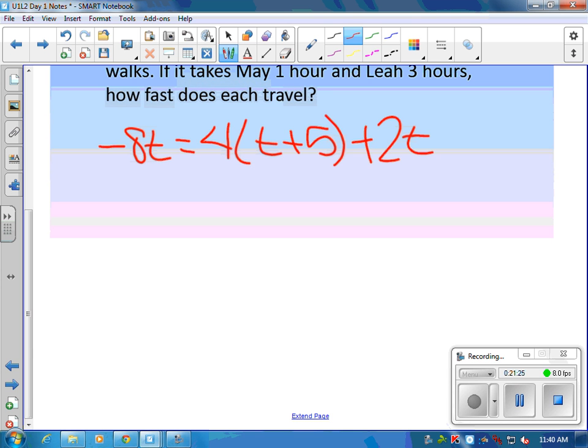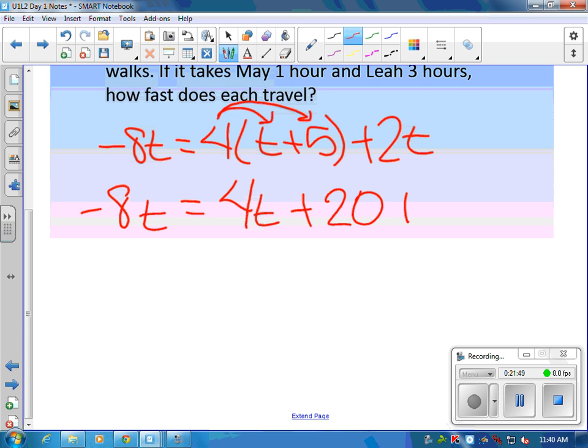What is going to be my first step in this problem? Zach? Distribute. There, he's got the word. So I am only distributing what is outside the parentheses. I distribute the 4 to the t plus 5. So now I have negative 8t equals 4t plus 20, and that plus 2t stays on the end. So I distribute that 4 only to what is inside the parentheses. Now what do I do? Graham?